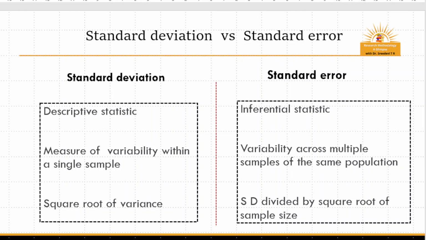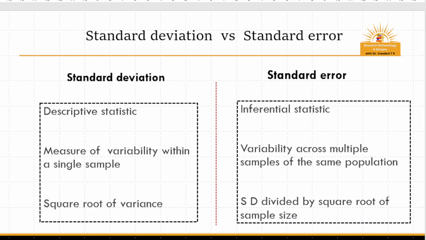Standard deviation is a measure of variability within a single sample, but standard error is a measure of variability across multiple samples of the same population. I will explain with this. Standard deviation is a measure of variability within a single sample. Standard deviation quantifies the variation within a set of measurements. Standard deviation shows how spread out the values or scores are from each other.